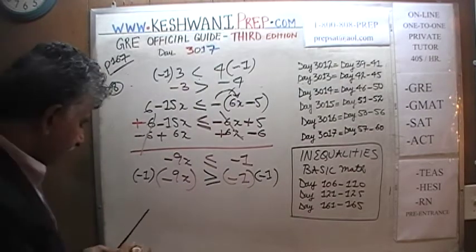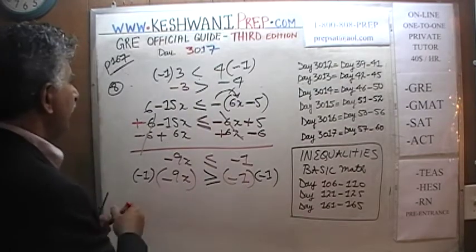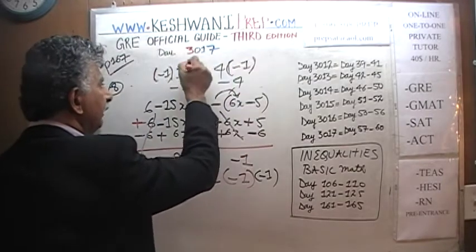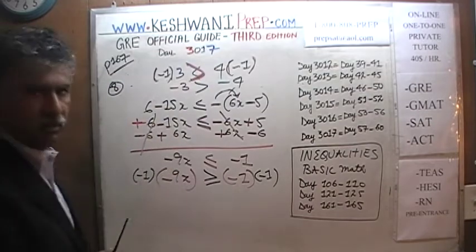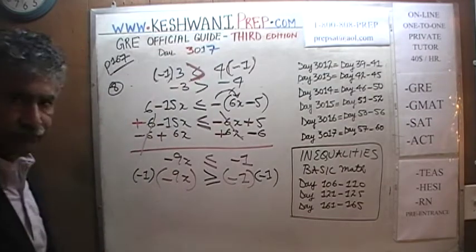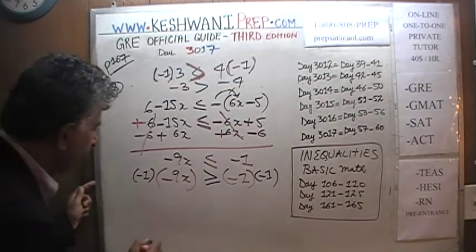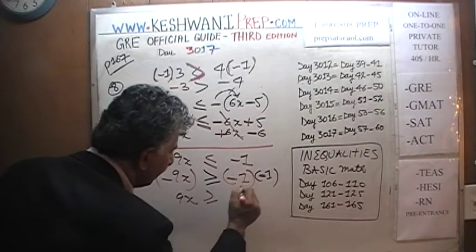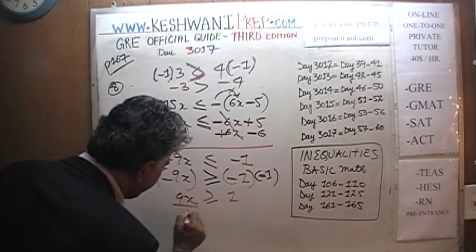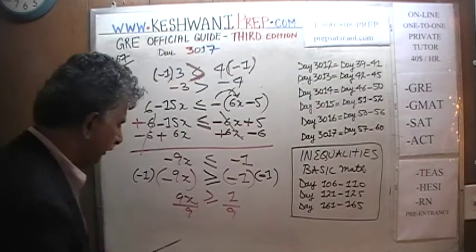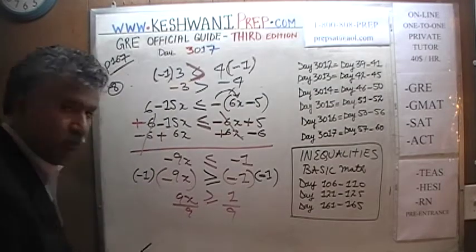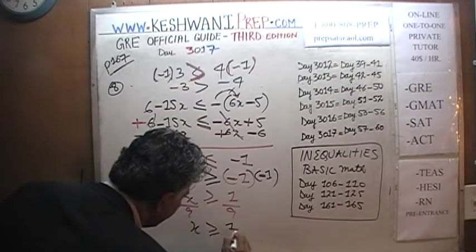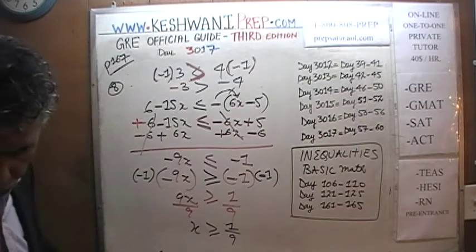So as soon as we multiply an inequality by a negative quantity on both sides, the direction of the inequality has to switch, which is why we switched it here. So negative 1 times negative 9x is positive 9x, is greater than or equal to negative 1 times negative 1, which is 1. We divide both sides by 9 and we are done. And the solution to this problem is x is greater than or equal to 1/9.